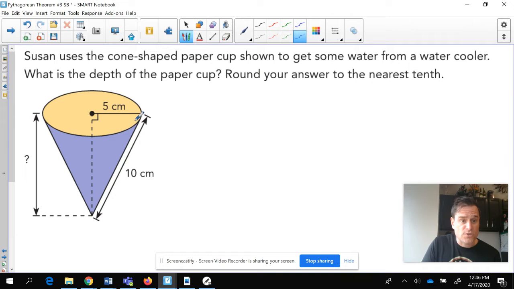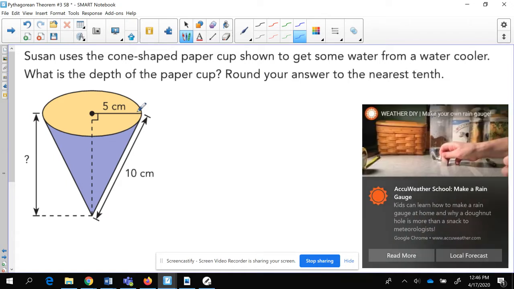So Susan uses a cone-shaped paper cup, shown, to get some water from a water cooler. What is the depth of the water in the paper cup? Round your answer to the nearest tenth.